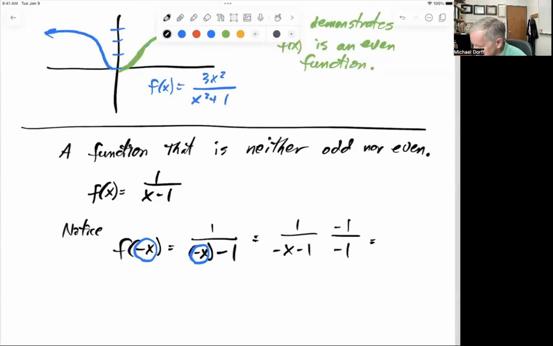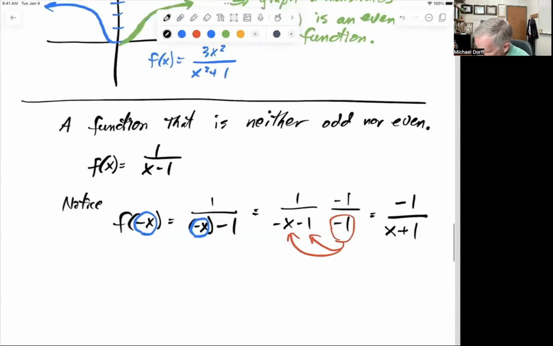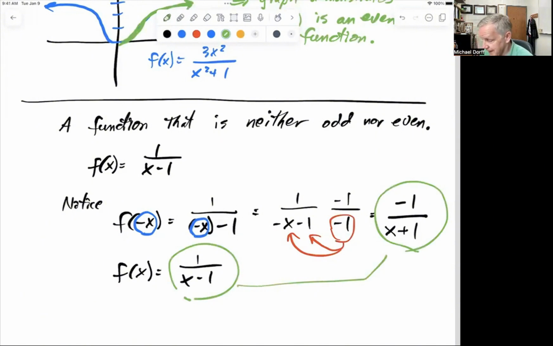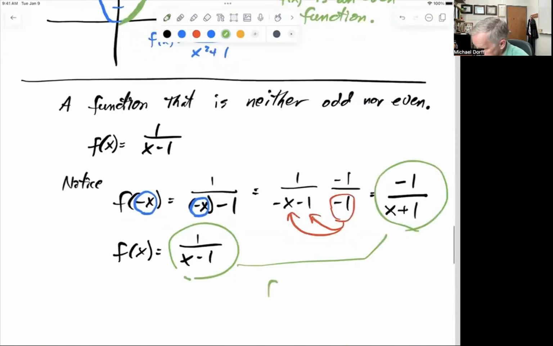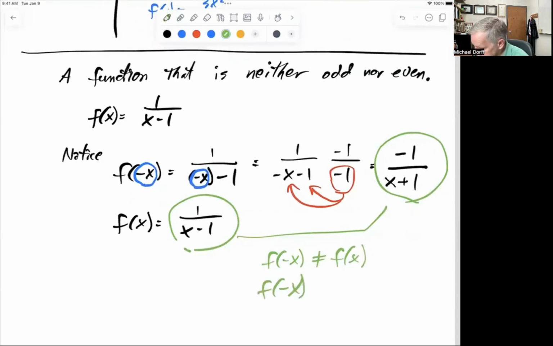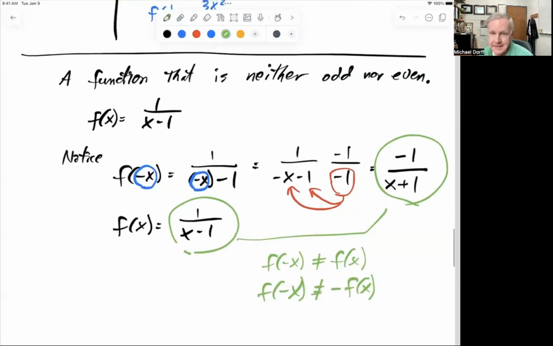When I multiply these together, in the numerator, I have 1 times -1, so I have -1. And in the bottom, I have this -1, and it gets multiplied by everything in the bottom. So -1 times x is going to give me a positive x, and -1 times -1 is going to give me positive 1. So how does that compare to f of x? Well, this and this, they're not equal to each other. They can't be equal to each other. And so we know that f of negative x doesn't equal f of x. And if I were to multiply f of x by a negative, they're still not equal to each other. So that's a function that is neither.